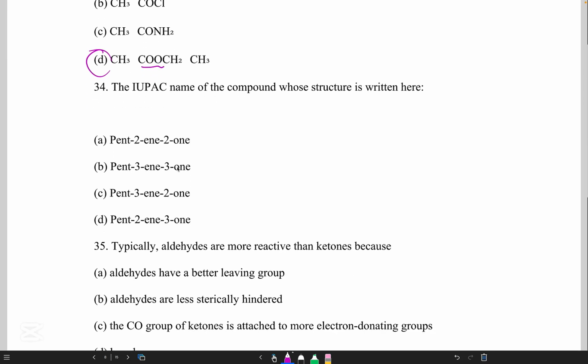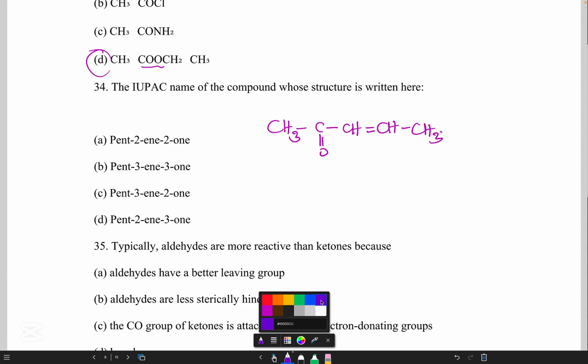Now the IUPAC name of the compound whose structure is written here is, the compound that was given was something like this: CH3, C double bond O. Then we have CH double bond CH, CH3. Now, my dear students, if you want to name a compound of this nature, how do you name it? First, you have to number from this side. I will get to this double bond first. So here is 1, here is 2, here is 3, here is 4, here is 5.